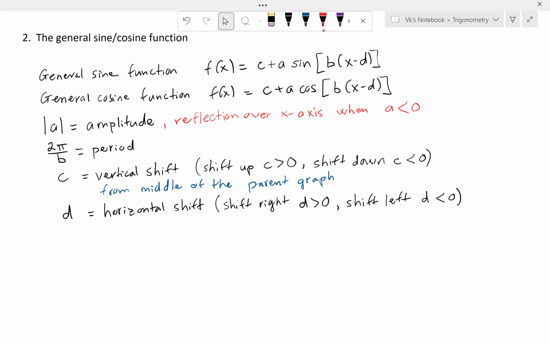2 pi over b is called the period. c is the vertical shift. That is, we shift up if c is more than 0, shift down if c is less than 0, from the middle of the parent graph. And d is the horizontal shift. That is, we shift to the right if d is more than 0 and shift to the left if d is less than 0.